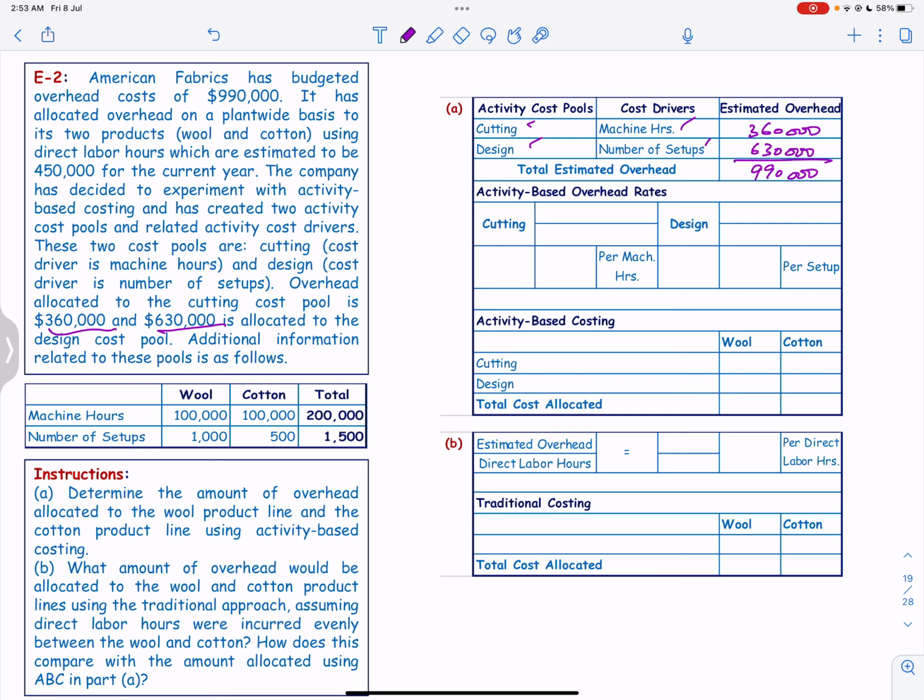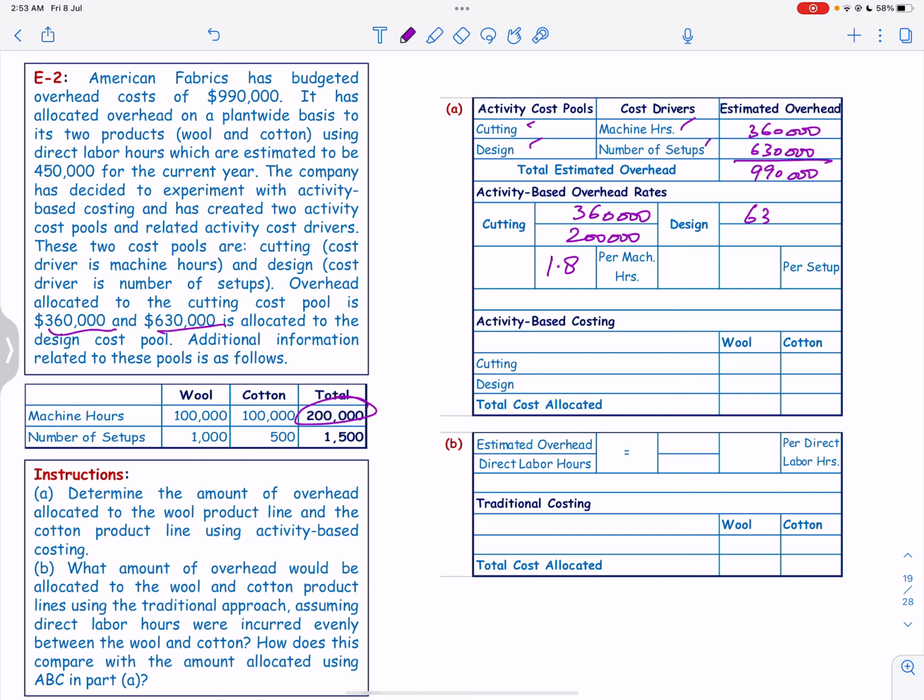For the cutting, we have the activity based overhead rate. Cutting is 360,000, the estimated overhead, divided by the total number of machine hours, that is 200,000, and this will give us 1.8 per machine hour. For design it is 630,000, divided by the number of setups, that is 1500, so that gives us 420.